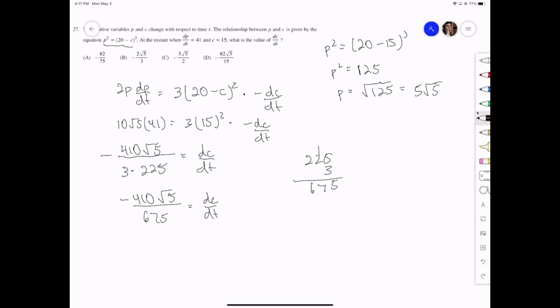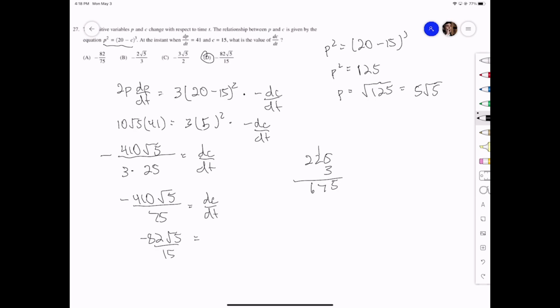Oh wait, it's 5, not... or C is 5 or 15, not 5. 5 right here. So yeah, 410 over 75. And if you simplify that, you get negative 82 square root of 5 over 15. So D. Okay, that's it for the derivative practice problems.